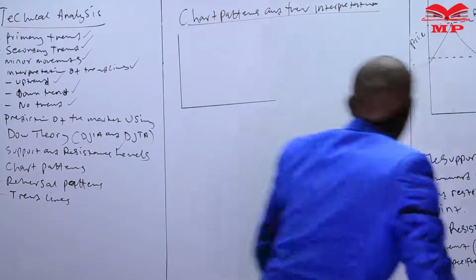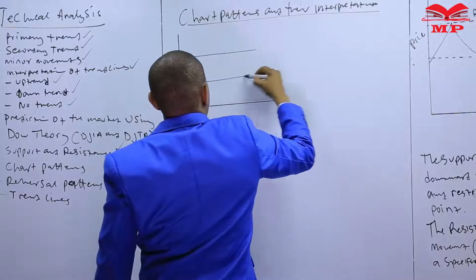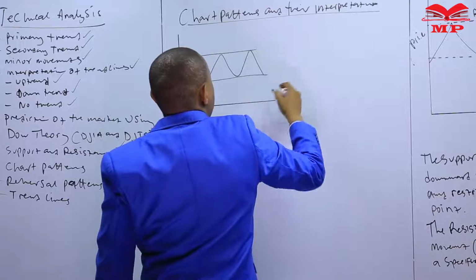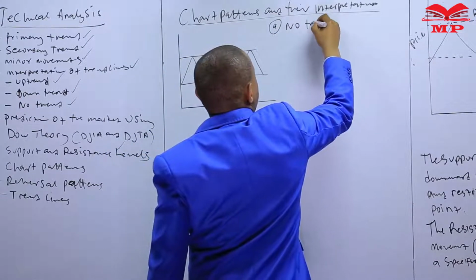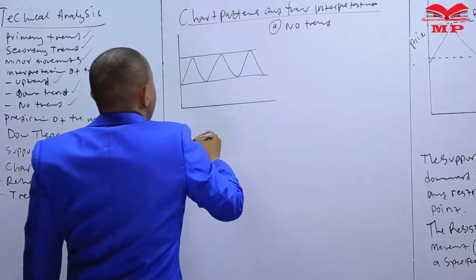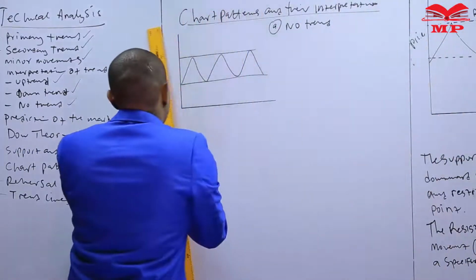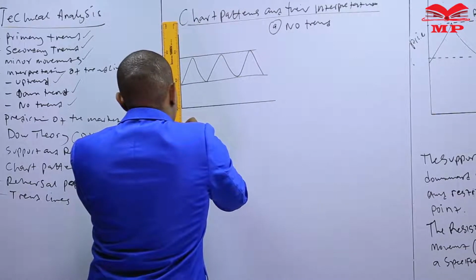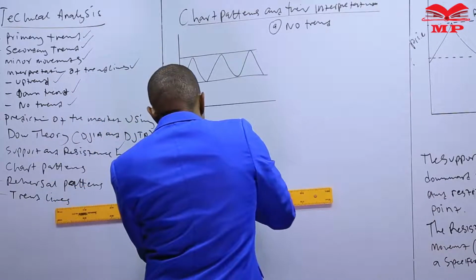So we can have that and that here. So we can indicate that this is a no trend, a no trend there. And then B is a bullish trend. We can be able to draw how a bullish trend looks like. Right, just below that, we just draw a bullish trend.